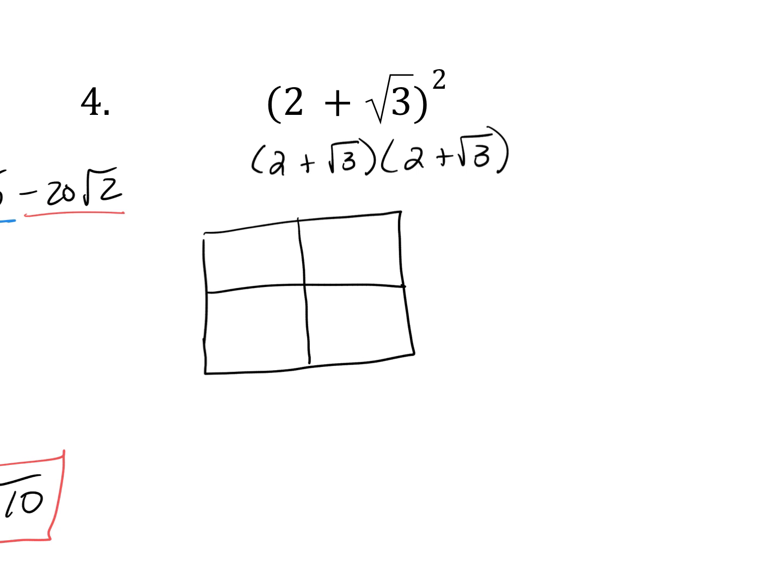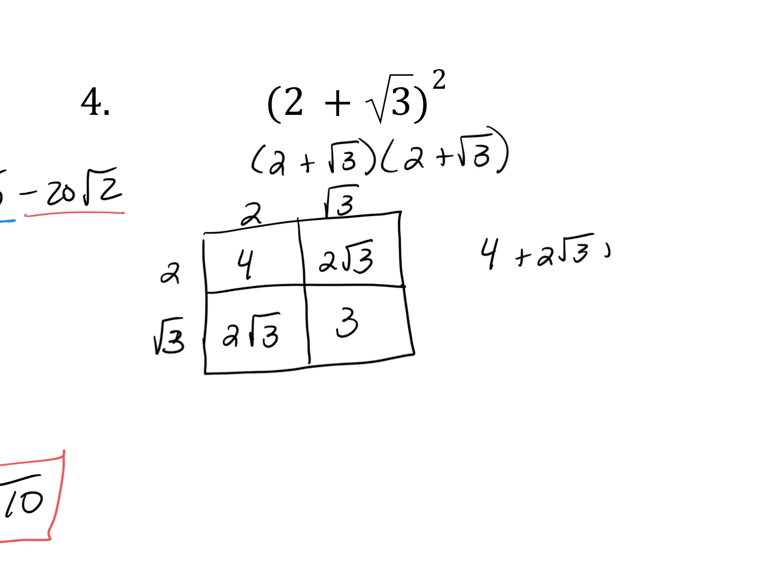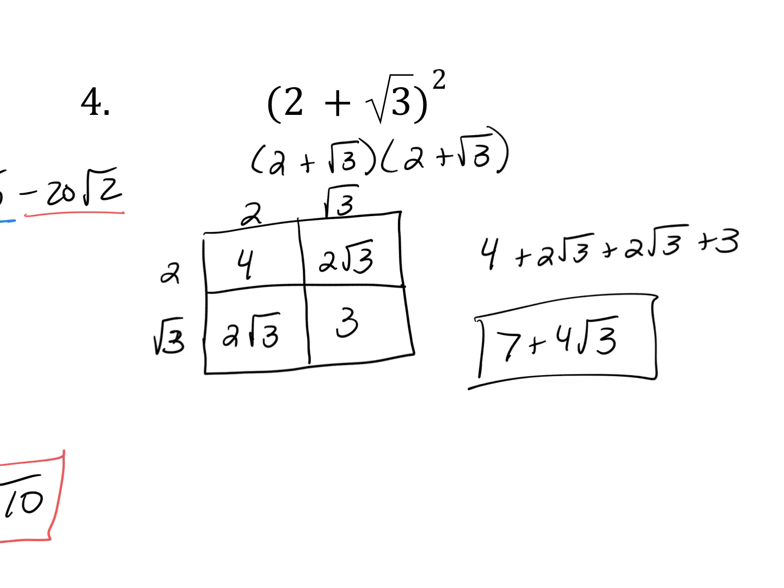Okay, so if you solved it like I solved it, you would have done your box method like this. Oops, this one didn't show up. And so your final answer should be 4 plus 2 root 3 plus 2 root 3 plus 3, which is the same as 7 plus 4 root 3. All done.